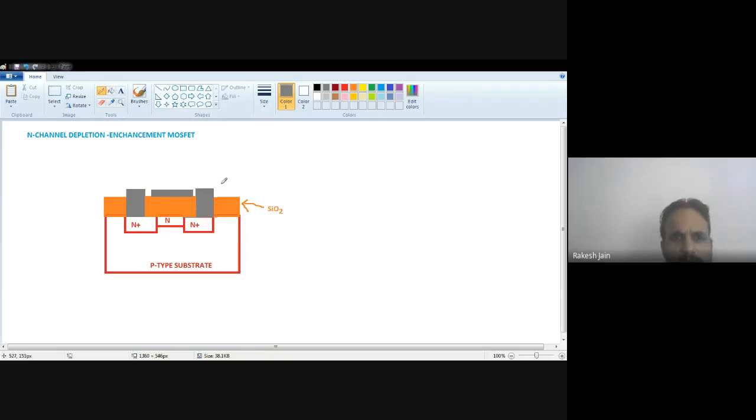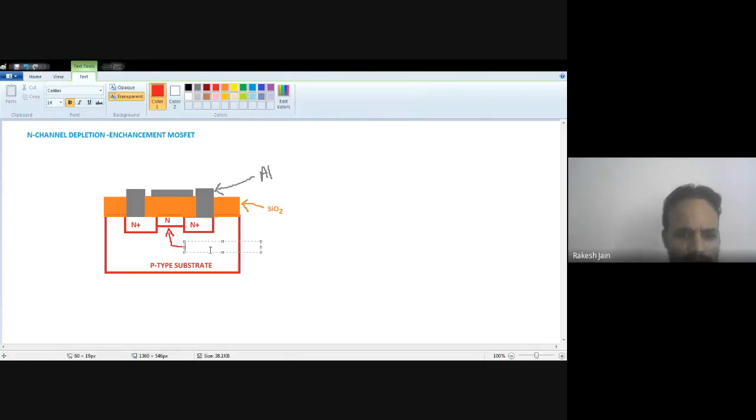This is aluminum metallization. From this color, I just want to show that aluminum metallization is there to take out the terminals. Okay, so three terminals will be taken out. This middle part is your diffused channel.